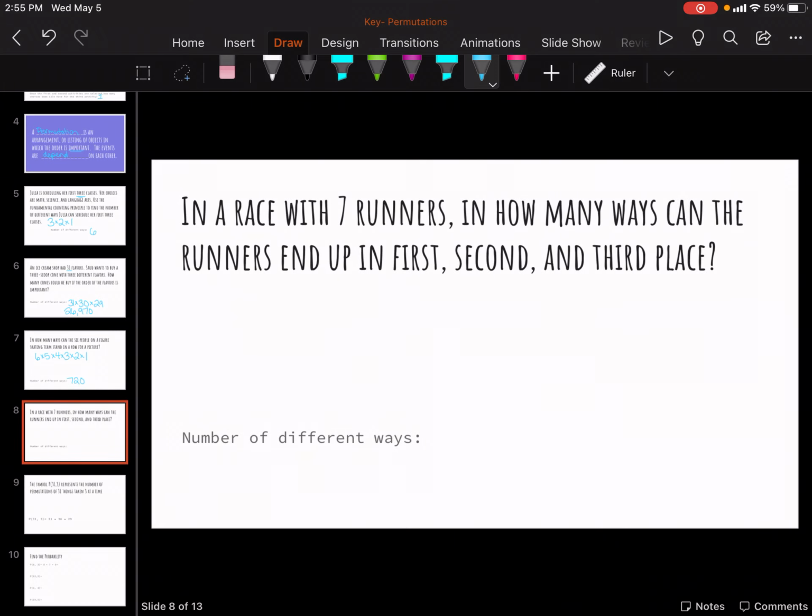Okay, race with 7 runners. How many ways can they end up in first, second, and third? Well, that's going to be 7 times 6 times 5. Gets me 210 different ways. Again, only 3 places. We didn't go the whole entire way. How many different ways for all 7? It's just first, second, and third.